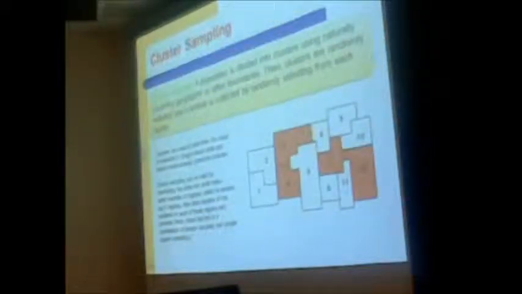And then cluster sampling is divided by clusters using naturally occurring geographic or other boundaries. So I might pick everybody in the BA building or everybody in accounting. It's kind of like dividing them into strata, but it's more of logic from physical rather than some categorical like you're a freshman or sophomore.